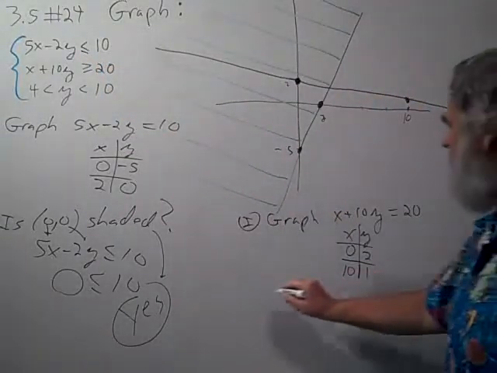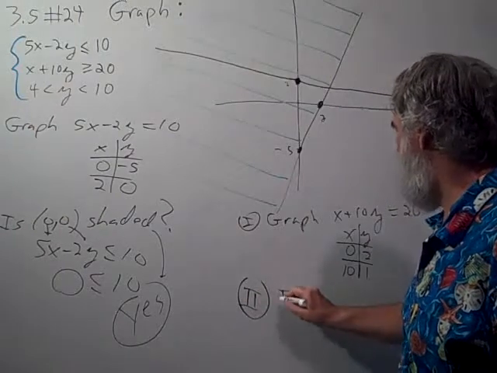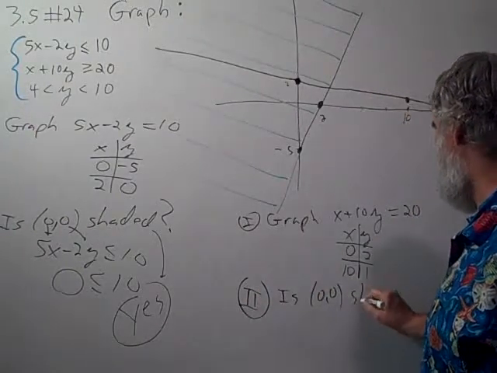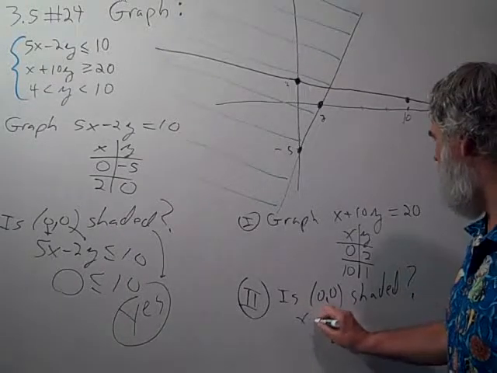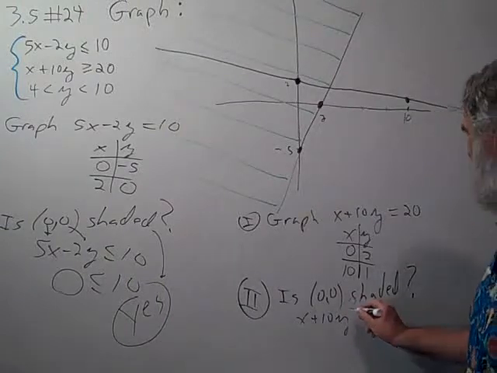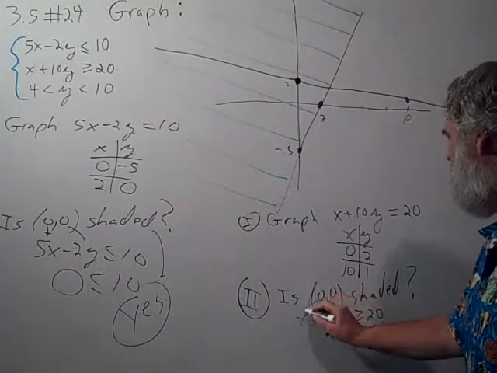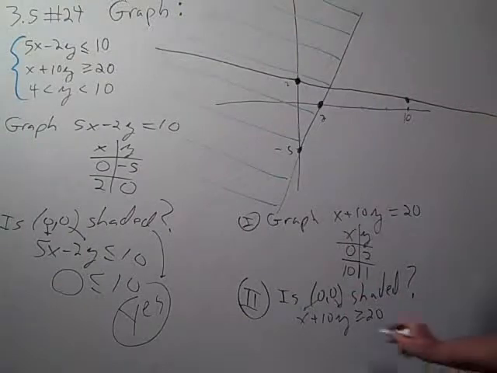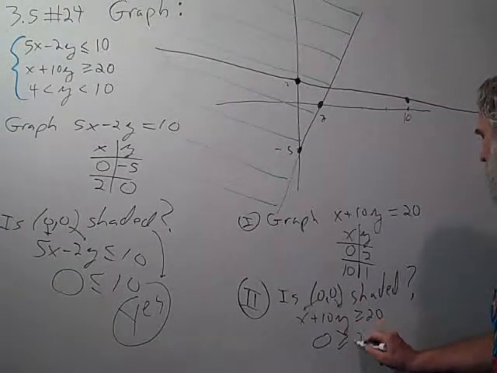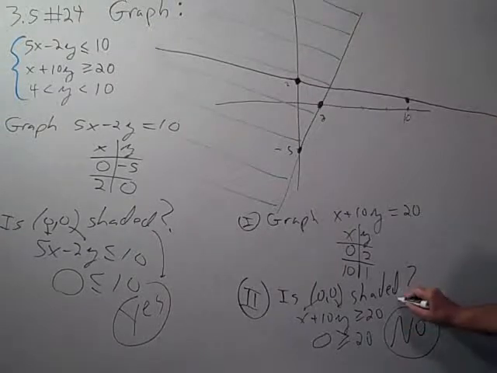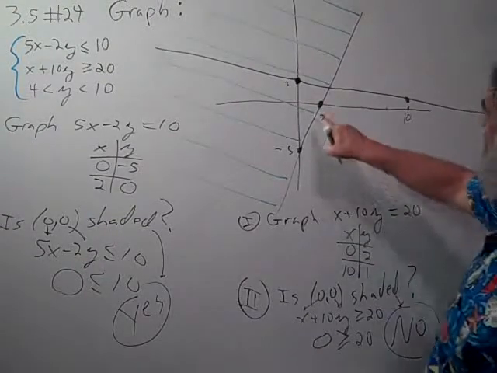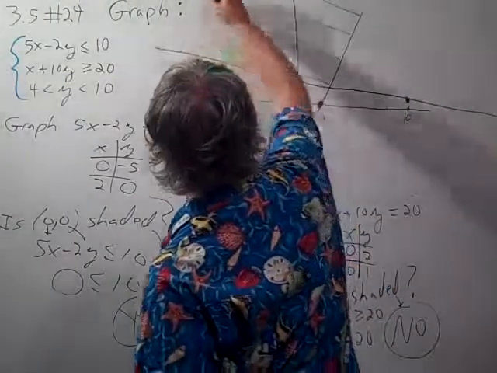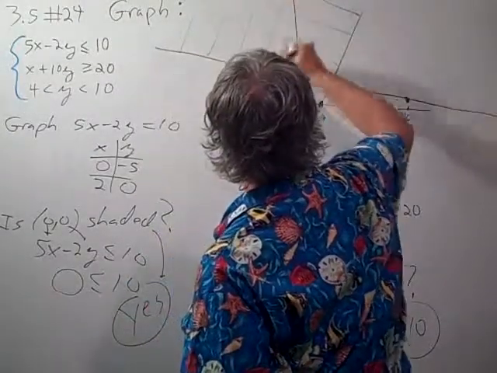Now we have to decide which side of that line to shade. So we can ask, is the origin shaded? By plugging the origin into the original inequality, x plus 10y is bigger than or equal to 20. So if we plug in x equals 0 and y equals 0, we get a big 0 on this side, which is not bigger than 20. So the answer to our question is no, it's not on the origin side, it's on the other side of that line, the upper side of that line. So there's the origin, it's the opposite side, so that's the upper side of this line that's shaded. Everything up there.